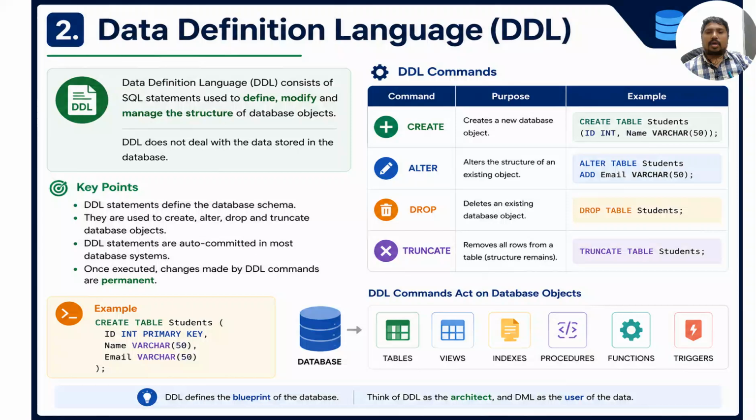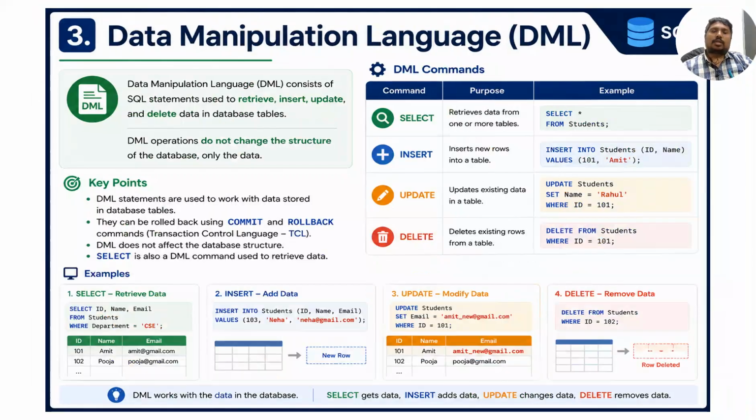So DDL commands actually act on database objects such as tables, views, indexes, procedures, functions, and triggers. The next category of SQL statements is data manipulation language, that is DML. Data manipulation language consists of SQL statements used to retrieve, insert, update, and delete data in database tables. DML operations do not change the structure of the database, only the data. It will only change or update the data in the table.